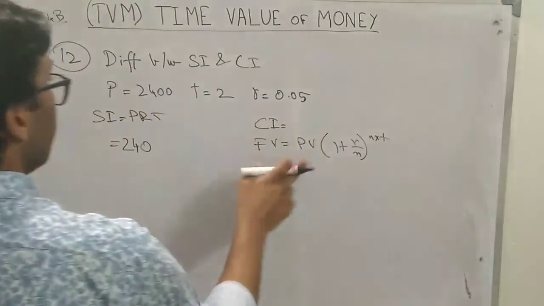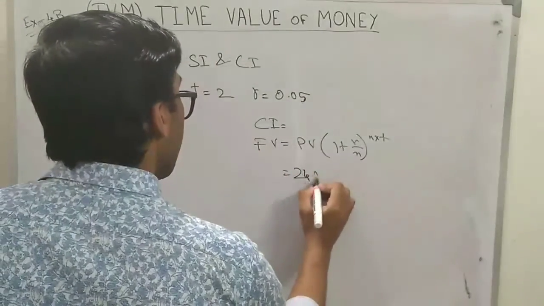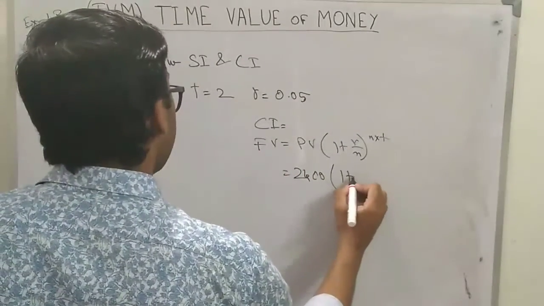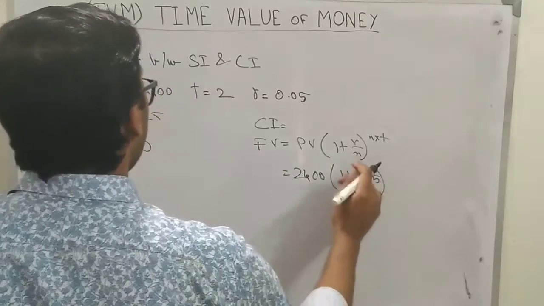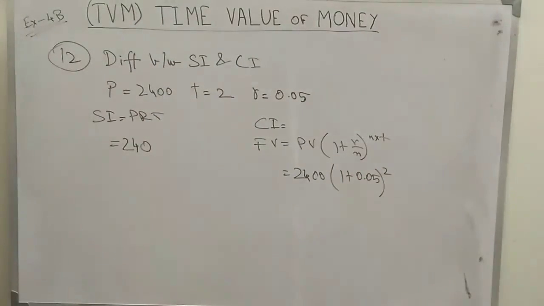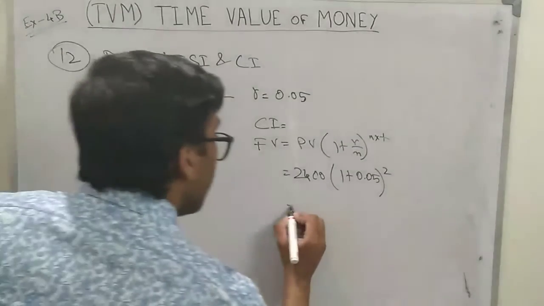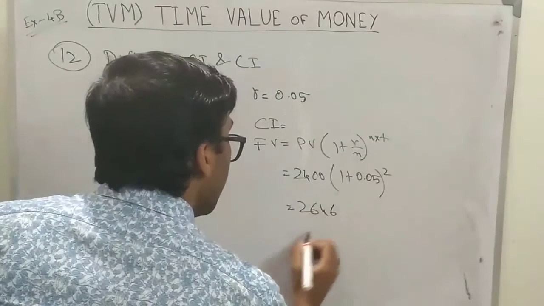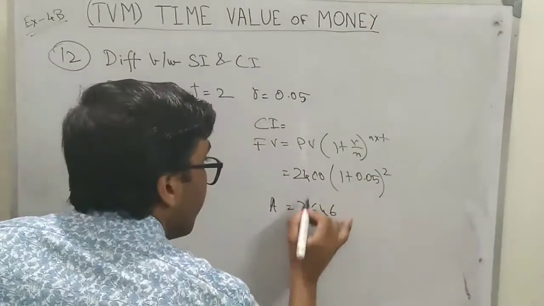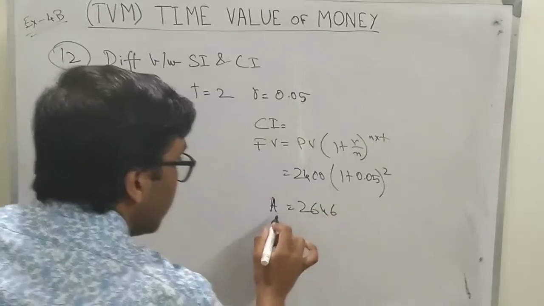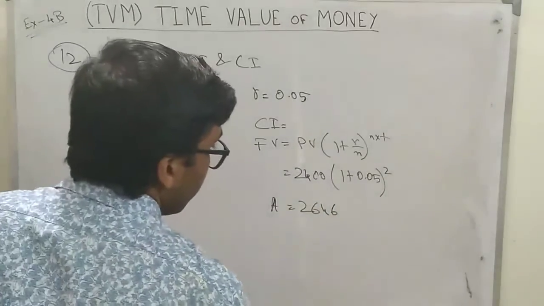That means present value is 2,400 into 1 plus 0.05 to the power 2. That means 1.05 to the power 2 into 2,400, which is 2646. But this is the accumulated amount.